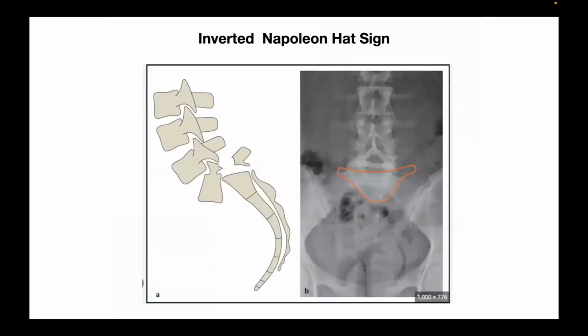Again, this is the inverted Napoleon hat sign, which is usually seen in the AP view. In the diagrammatic representation seen from the lateral view, there will be an anterior slip and tilting of the L5 vertebra, where the pedicles will be shown anteriorly in the AP view.